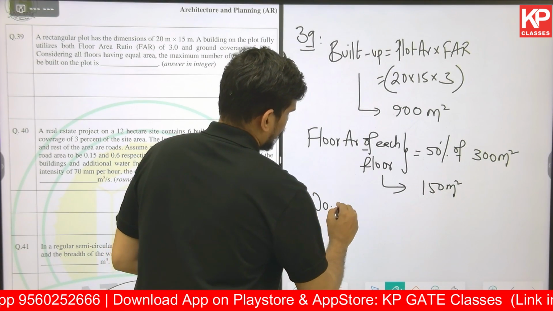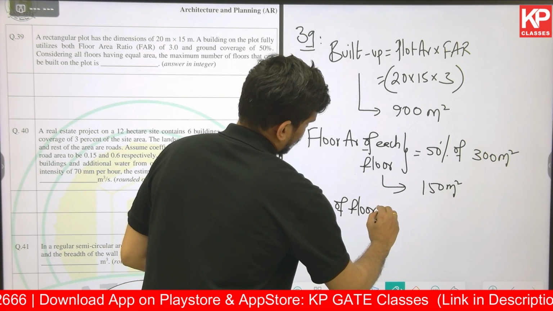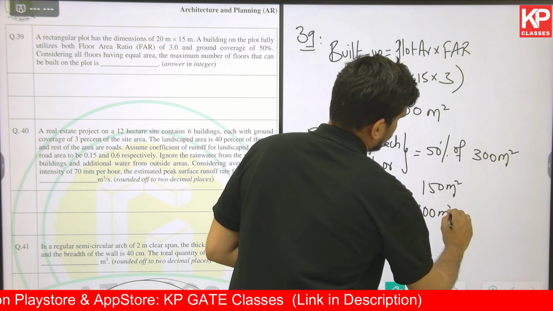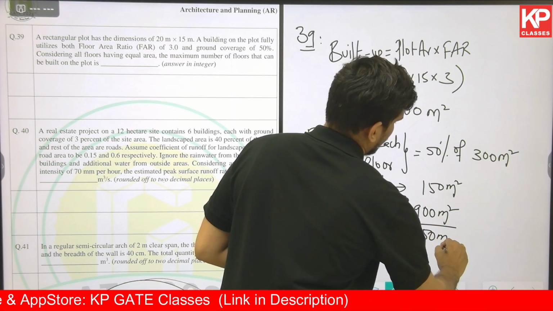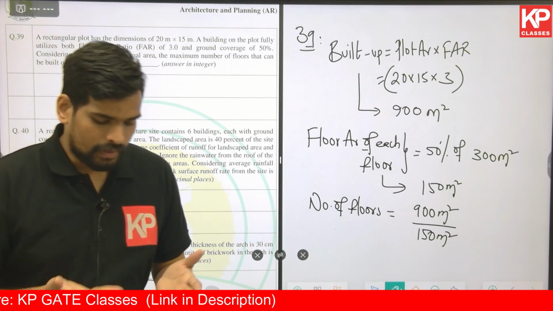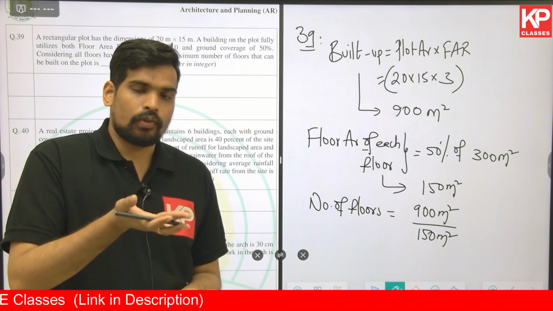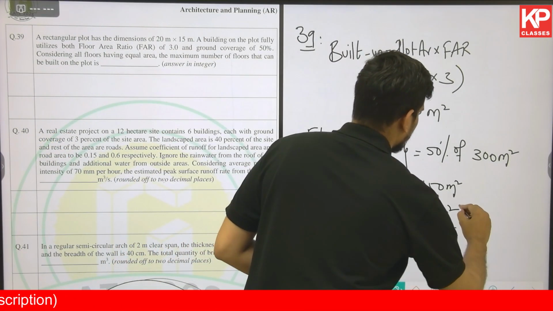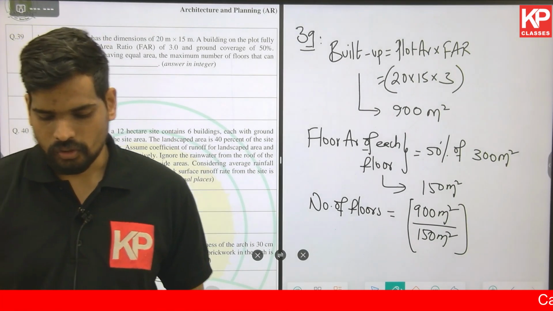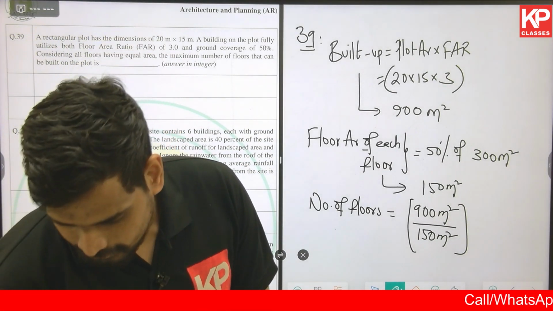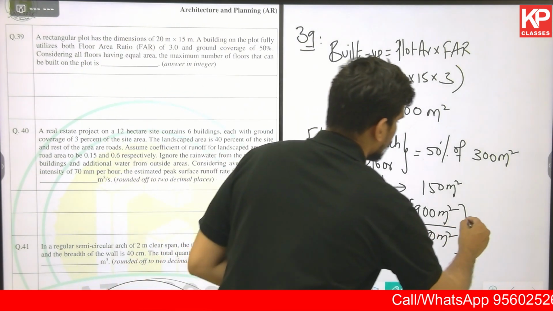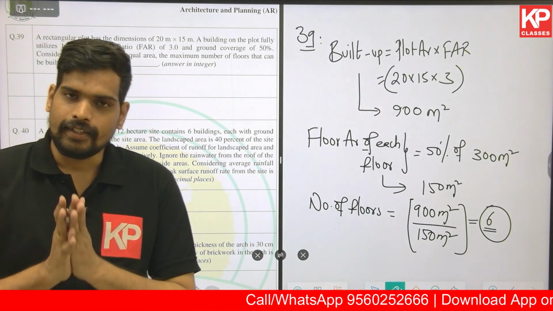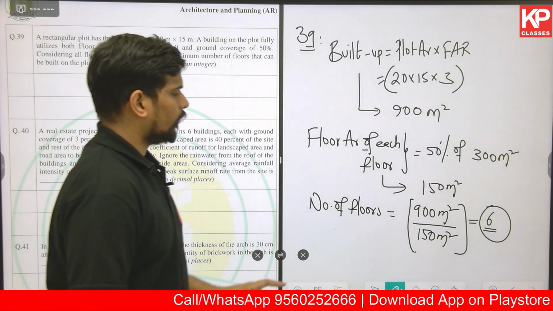Final step, number of floor levels will be equal to the total built up area, that is 900 square meter, divided by the floor area at each level. Each floor level is 150 square meter, so you'll reach one level, one floor, then one more 150 square meter, you'll reach the second level. So this basically will give you the number of floors. You will be getting your answer as 6, and there is no range in this particular question. So 6 floors. It is a numerical question wherein you need to answer in integers. Exact 6 will be the correct answer for this question.